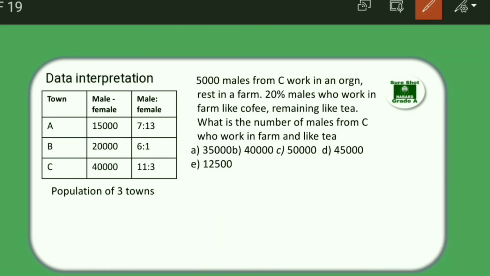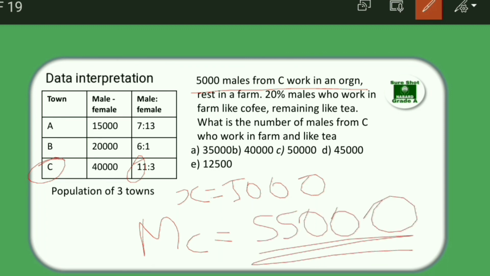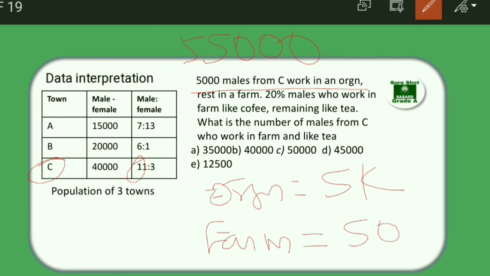Okay, the next question. 5,000 males from C work in an organization. So how many males are there in C? We just found out that x equals 5,000 here. So males are 11 into 5,000, so the males in C would be 55,000. Let's write it here and clear this. 5,000 males from C work in an organization, the rest in farm. So farm would be 50,000.